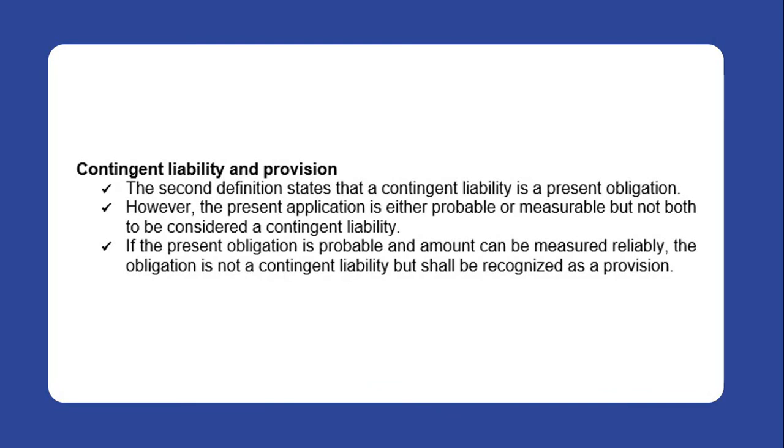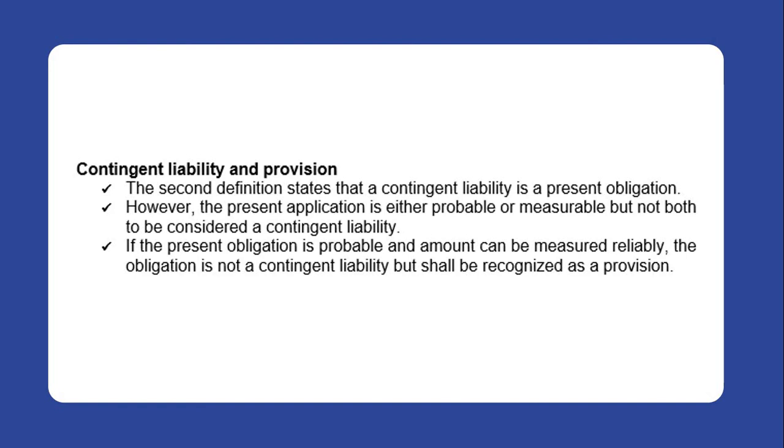Okay, so as I mentioned earlier, a contingent liability is possible, a provision is probable. The second definition states that a contingent liability is a present obligation. However, the present obligation is either probable or measurable, but not both, to be considered a contingent liability. If the present obligation is probable and the amount can be measured reliably, the obligation is not a contingent liability but shall be recognized as a provision.